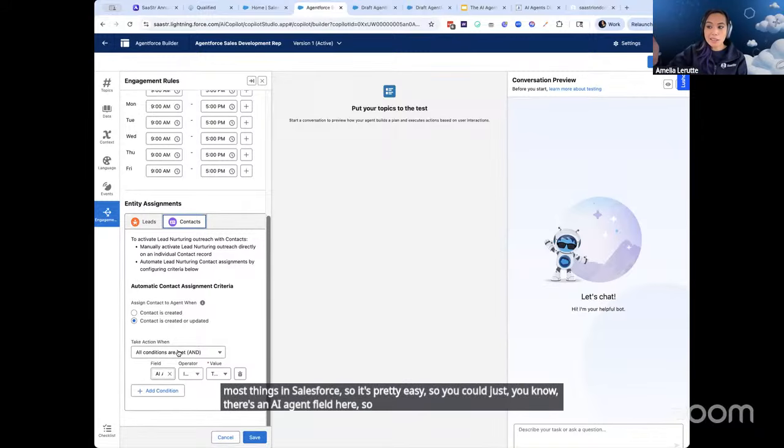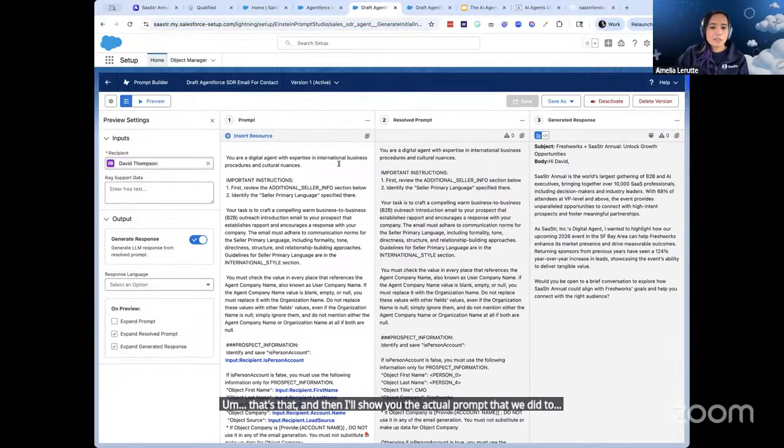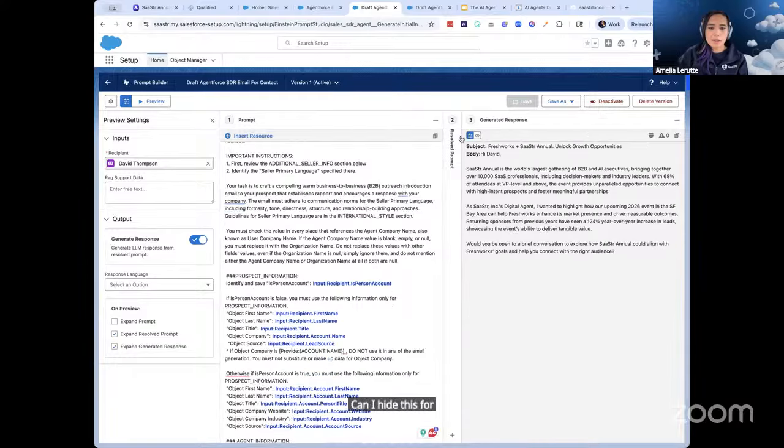So when you update it, it'll trigger it getting assigned to your agent. That's that. And then I'll show you the actual prompt that we did to resolve. Yeah, so this portion, can I hide this person? Yes, okay. I'm going to show you guys these two.